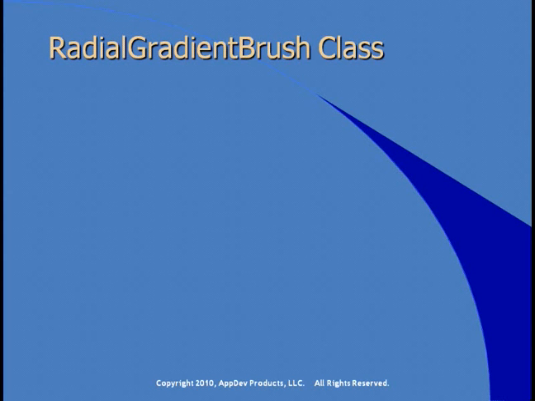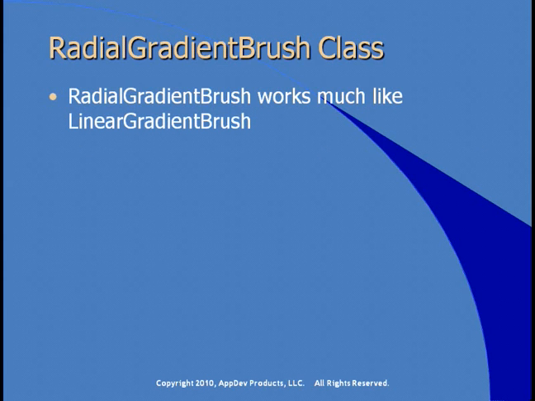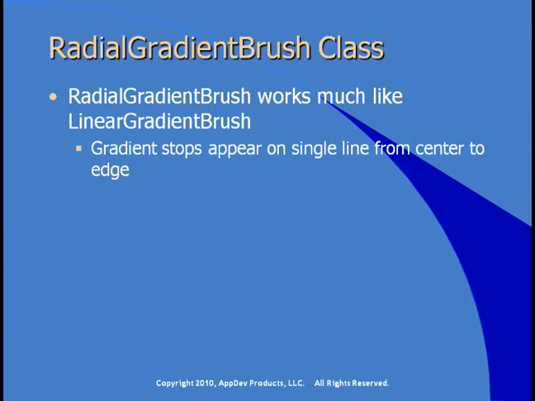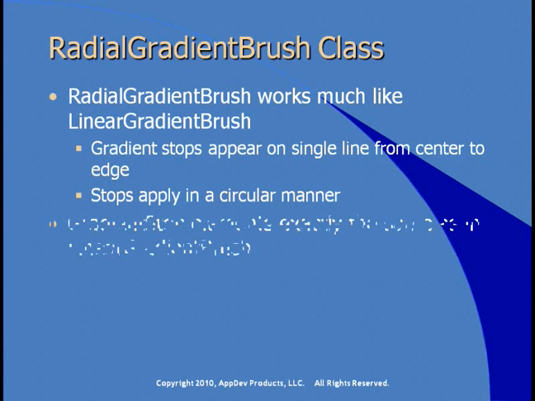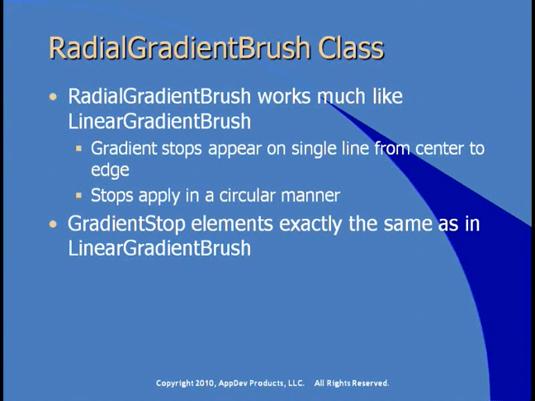The radial gradient brush class works much like the linear gradient brush. That is, gradient stops appear on a single line, but in this case, that single line goes from the center of a circle to the edge of a circle. The stops apply in a circular manner as opposed to a linear manner, so you supply the gradient stop along that line, and colors extend all the way around a circle. The gradient stop elements look exactly the same as in a linear gradient brush. So you can copy and paste the gradient stop elements. It's just the outer radial gradient brush element that defines slightly different behavior.